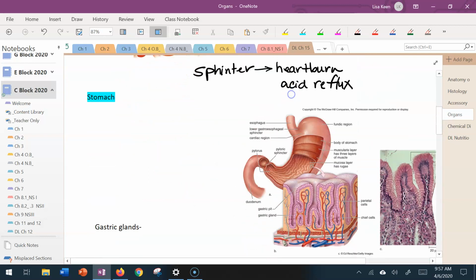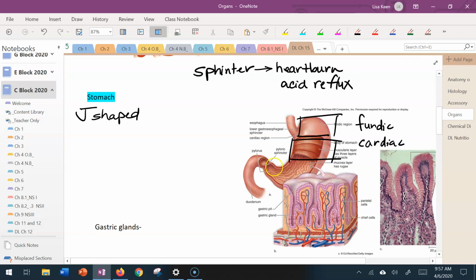Let's talk about the stomach. Your book describes it as a J-shaped organ. There are 3 sections of the stomach. The very top region is the fundic region, and it can temporarily hold food that is going to be processed next. The cardiac region is just below that, and that is the middle section of the stomach. And then the very bottom section of the stomach is called the pyloric region. So there's 3 sections to the stomach. It's on the left side of your abdomen, so your left side.